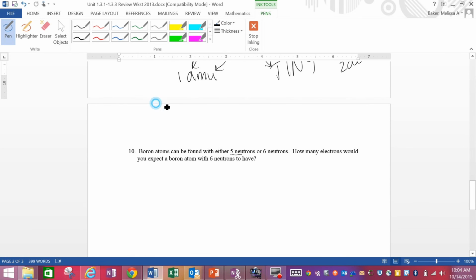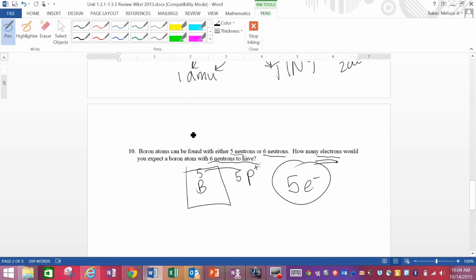Boron atoms can have 5 neutrons or 6 neutrons. This is tricky. How many electrons would you expect a boron atom with 6 neutrons to have? Well, boron is number 5 on the periodic table, so 5 protons. If this atom is neutral, we would expect 5 electrons. So they're throwing in some distracting information there about neutrons that you don't really need.